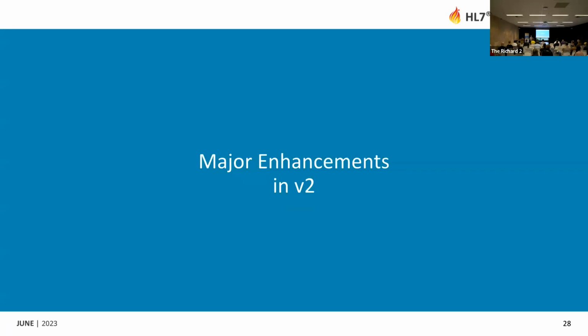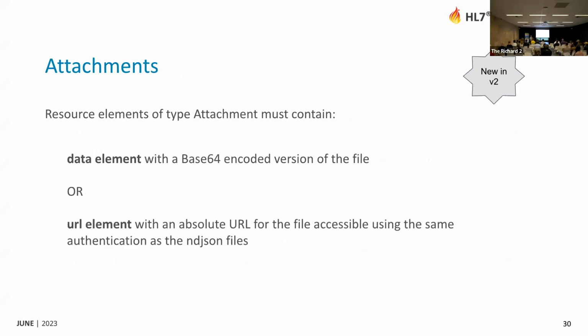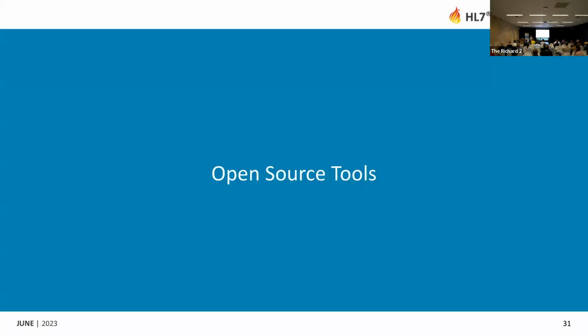I'm going to skip this section on major enhancements in V2 just out of time, but the slides are in there. There were two things that are maybe worth looking at. One is around how you track whether members moved in or out of groups if you're only pulling data modified since this particular date. And the other thing we focused on was around handling of attachments. So making sure there was a way to retrieve attachments from FHIR resources. So if there's a PDF document associated with a patient, there's a flow for being able to retrieve that in addition to the resources in ND-JSON.